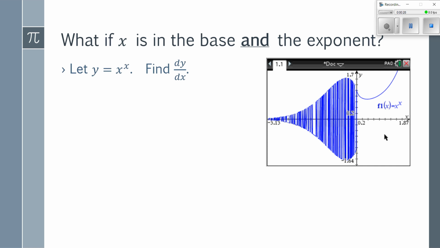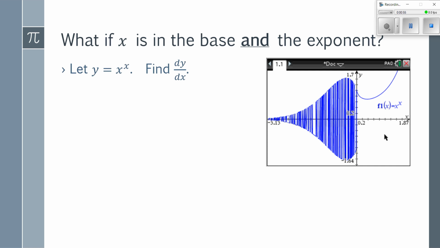I cannot use the power rule because I have x in the exponent. I cannot treat it like an exponential because x is in the base. Both of those rules require a constant somewhere, and I don't have any constants here. So what we do is redo this so that it's not x in the base and in the exponent.